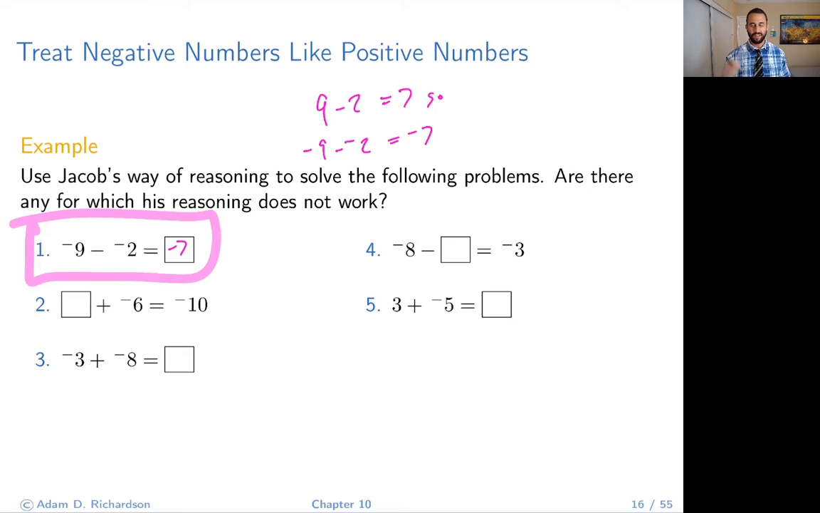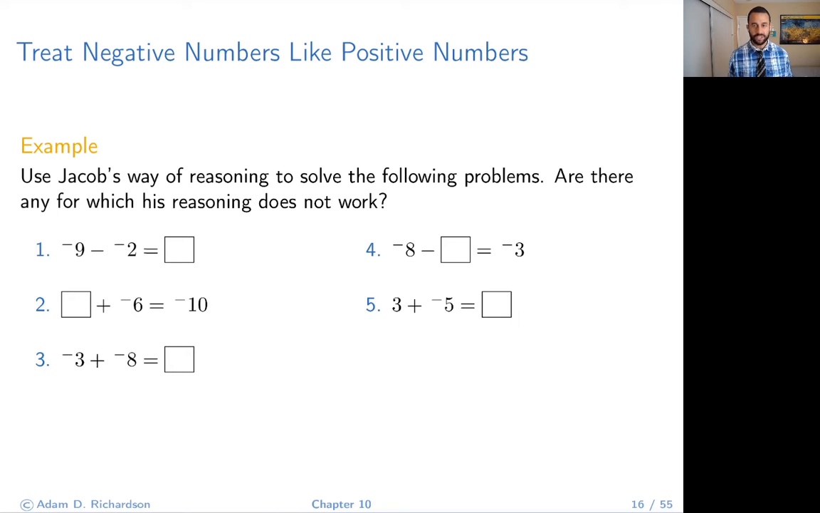I bet a lot of you are thinking, oh, well, if you subtract a negative, then it's the same as adding, so it's negative 9 plus 2. But why is that the case? Who says that it just suddenly becomes addition, right? We're going to talk about that later in this lecture. But go ahead and try the other ones on your own. Let me clear this one off right here. Try 2, 3, 4, and 5, and then ask if there are places where his reasoning doesn't work.